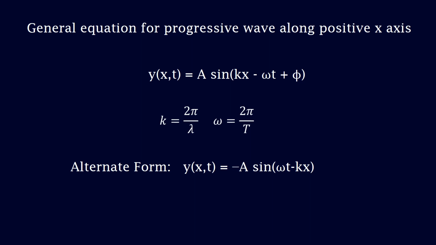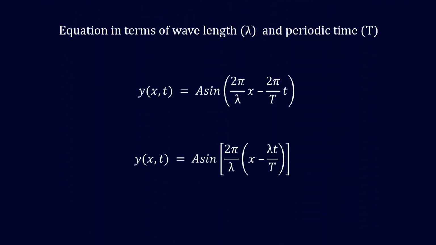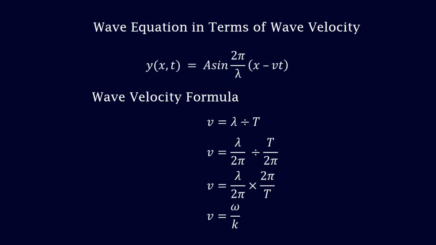Now, we will obtain a general equation in terms of wavelength and periodic time by substituting k and ω. We get y(x, t) = A sin(2π/λ · x − 2π/T · t). Further simplification, by taking 2π/λ common, we get y(x, t) = A sin[2π/λ (x − λt/T)].